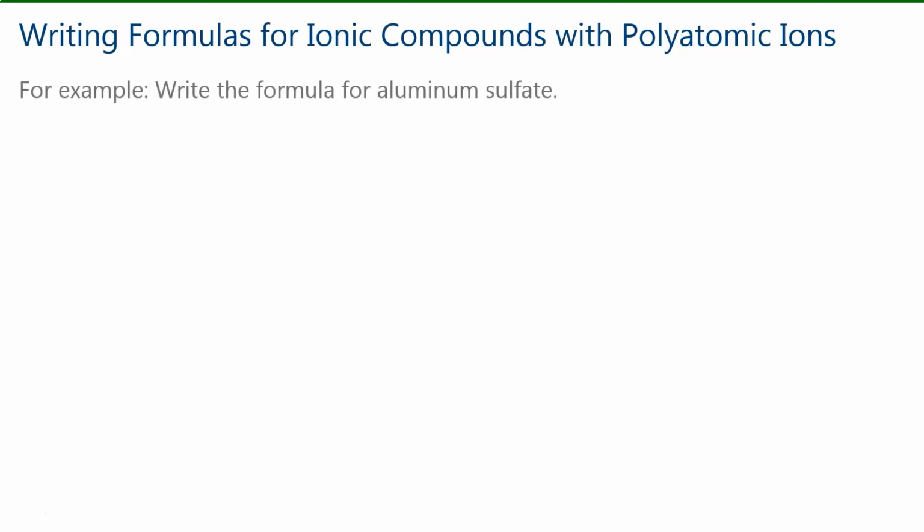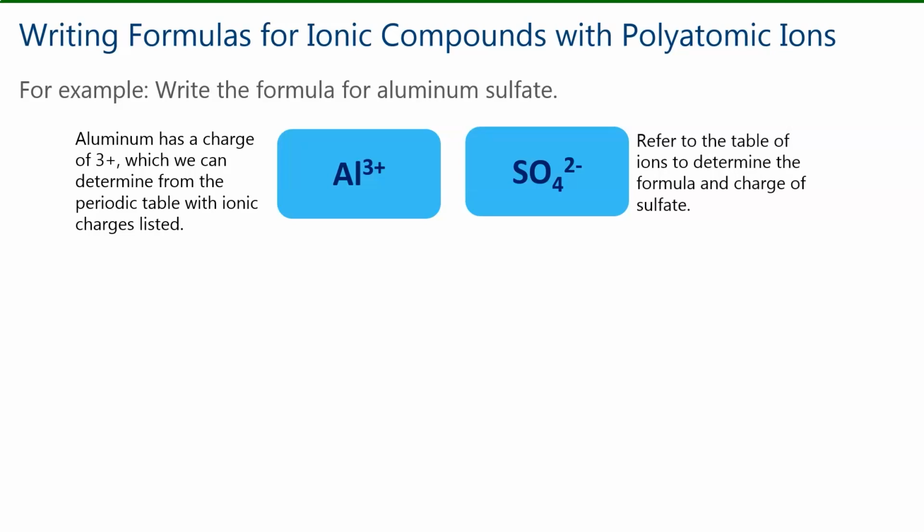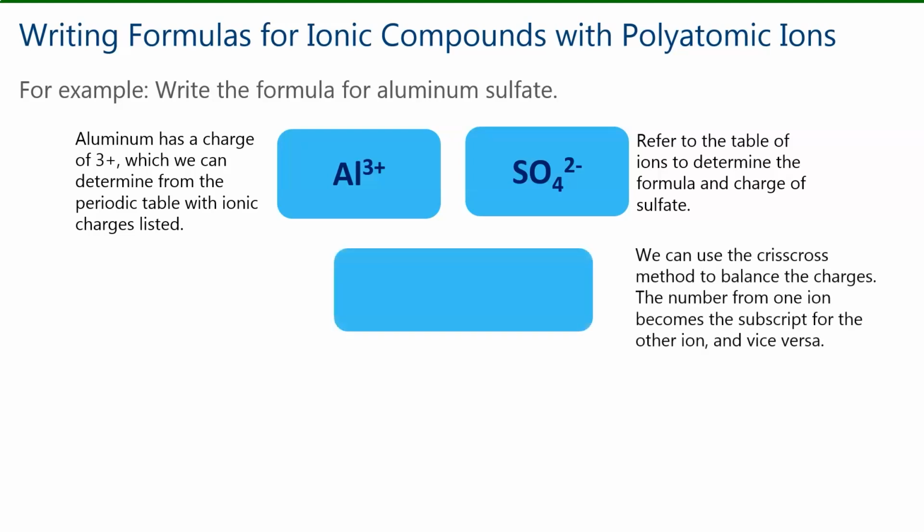Let's look at some examples. Our first example asks us to write the formula for aluminum sulfate. The first thing we'll do is write the cation, aluminum, which has a charge of +3. We can find out the charge of aluminum by looking at the periodic table with ionic charges listed. Next, we'll name the polyatomic ion. To determine the formula for the polyatomic ion, you will refer to the table of ions. That will give you the formula and the charge of sulfate. Now we can use the crisscross method to balance the charges. The number from one ion becomes the subscript for the other ion, and vice versa.